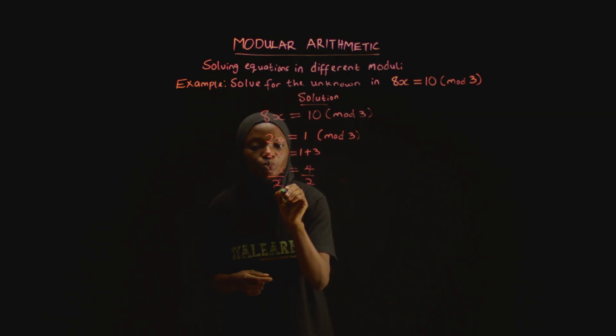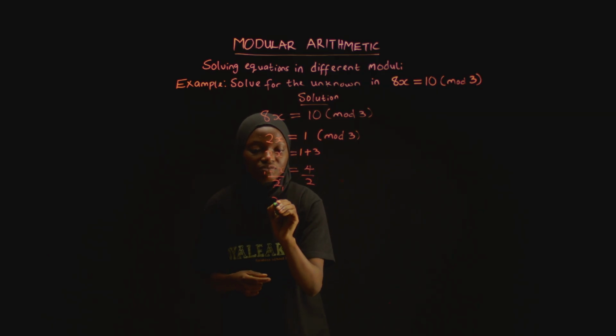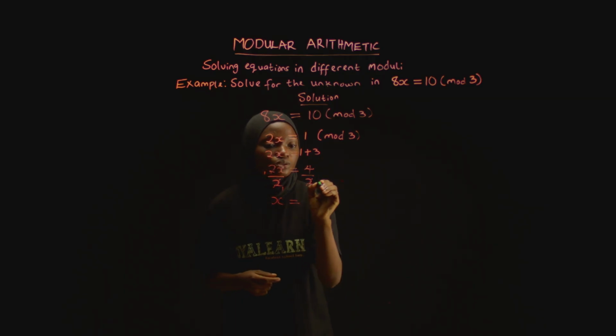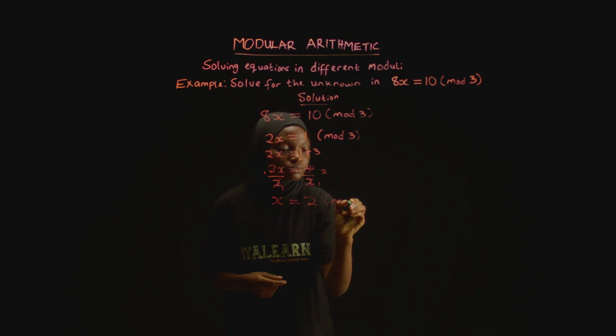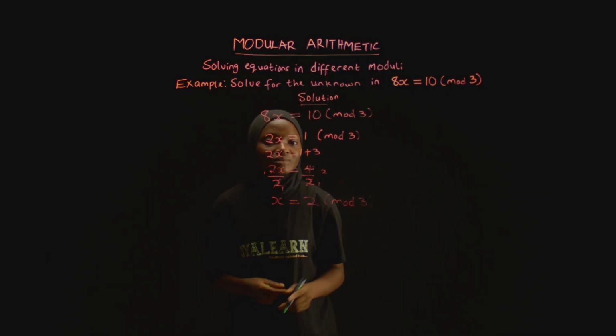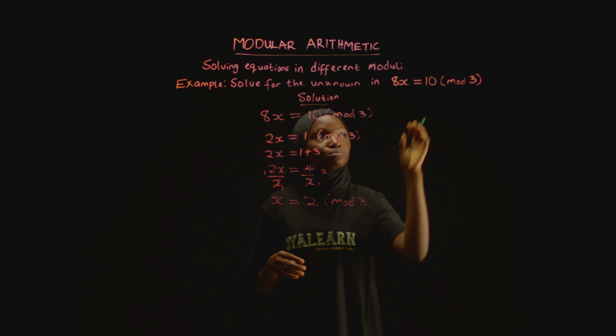So 2 goes into 2, 2 goes into 2. We have x equals 2 goes into 4, 2. x equals 2 in mod 3. And that's how to solve the equation in mod 3.